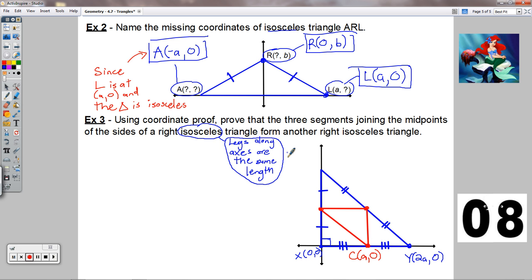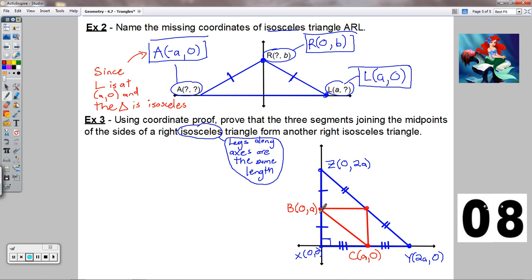Same sort of thing I'm going to do up here. I'm going to call this point Z and say that's at 0 to B. And actually, I don't even need to use B, because remember, this is isosceles. So this is the same length as this. So that means this could also be 2A. And that would make this point right here, which I'm going to call B, capital B, that would be 0, comma A. It would be halfway in between the 0 and the 2A value.